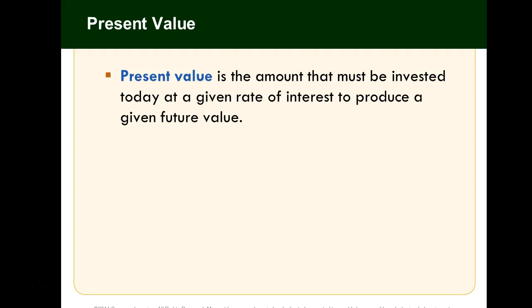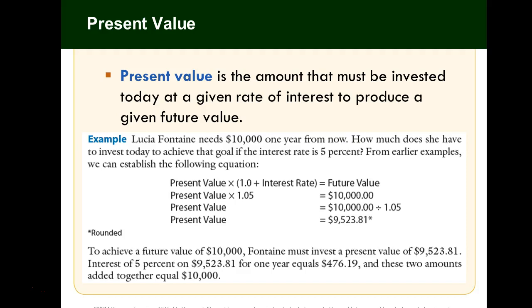Present value is the amount that must be invested today at a given rate of interest to produce some value in the future. So, here's a good example. Lucia needs $10,000 in 1 year from now. How much does she have to invest today to achieve that goal if the interest rate is 5%? From earlier examples, we can establish that the present value times 1 plus the interest rate equals the future value. So the present value times 1.05 needs to equal $10,000, because that's how much she wants in a year from now. Which basically, you divide both sides by 1.05.